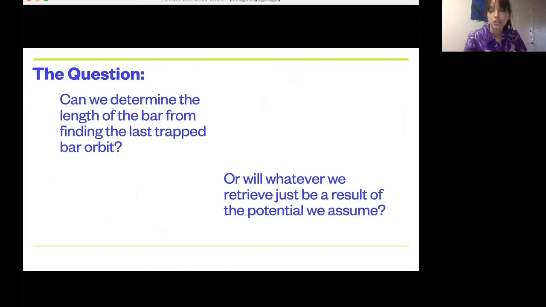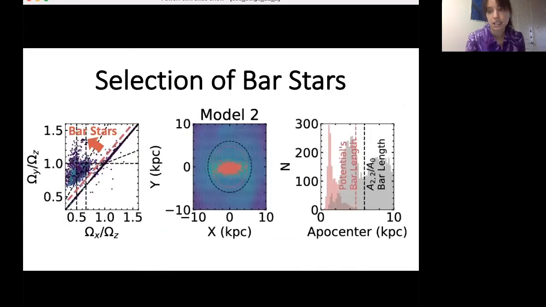But my current work searches for another way to constrain the bar lengths and specifically to find a dynamical bar length by finding the last trapped bar orbit. But we also need to figure out, are we going to just retrieve a result completely impacted by the potential we assume, or is there actual information that we can learn from these orbits? So first, to answer this question, we look to n-body simulations.